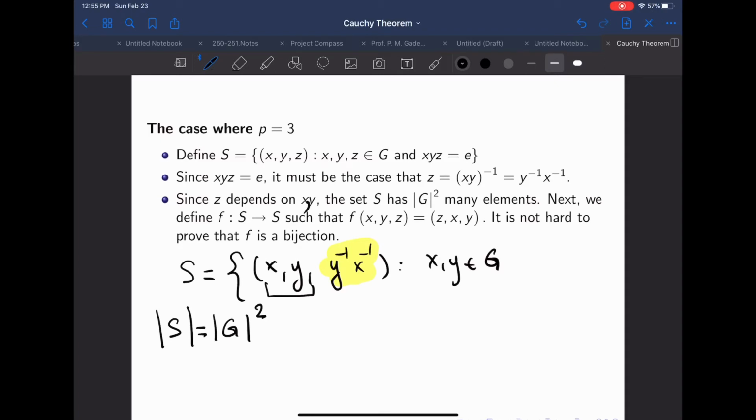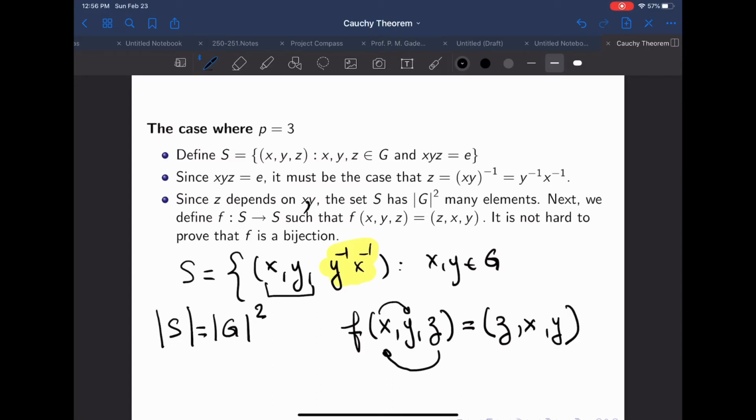All right. Now, we will define a bijection f on S. It will take the triple (x, y, z) and move things around: z comes first, then x comes second, and then y is third. Okay, and I want you to pause the video and check. This is an exercise, so prove that the function f which maps S into itself is a bijection.